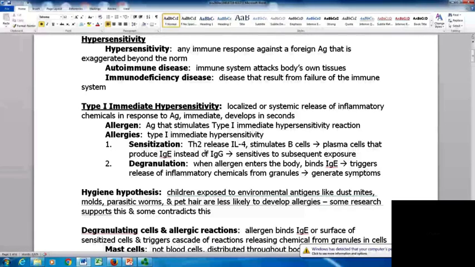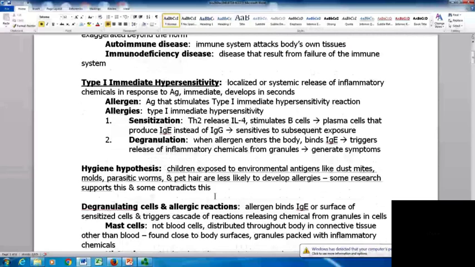During degranulation, this would be when the allergens enter the body. They'll bind IgE, which will trigger the release of inflammatory chemicals from the granules. This will generate the symptoms. So depending on the source that you look at, we see that in the Western world, 20 to 25% of the population is a pretty average estimate of how many people have type 1 immediate hypersensitivity responses.